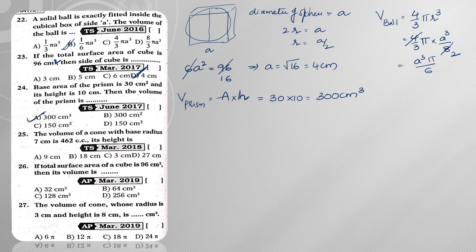So while selecting the options, be careful. Here both the options have 300, but the units are different. So units are very important. That is the reason why we are stressing this, right?